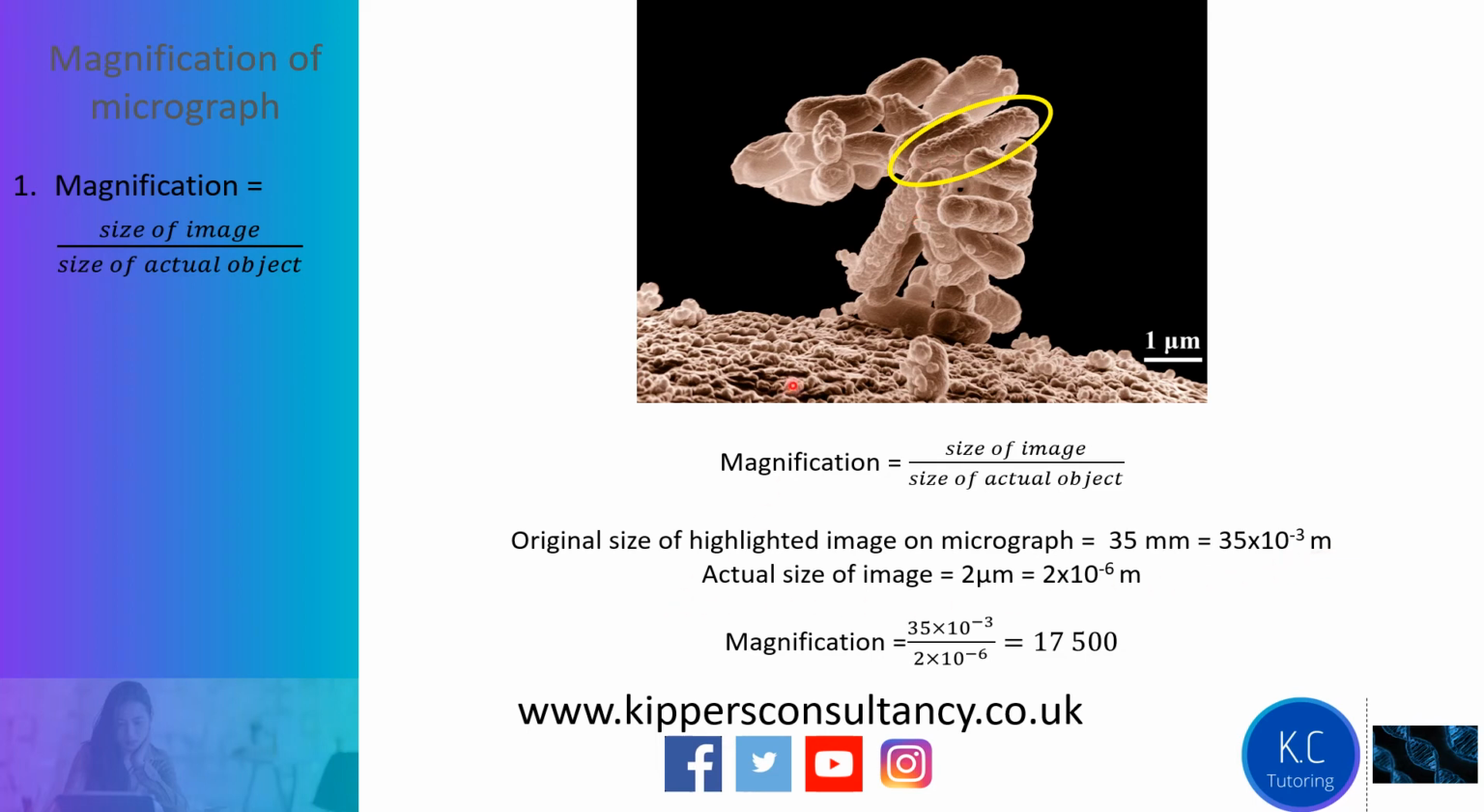And we know that the actual size of an E. coli bacterium is approximately 2 micrometers, which is 2 times 10 to the minus 6 meters. So, to calculate the magnification of this micrograph, we do 35 times 10 to the minus 3 divided by 2 times 10 to the minus 6, and this tells me that the magnification of this micrograph is 17,500. So, to summarize, magnification is the size of an image divided by the size of the actual object.